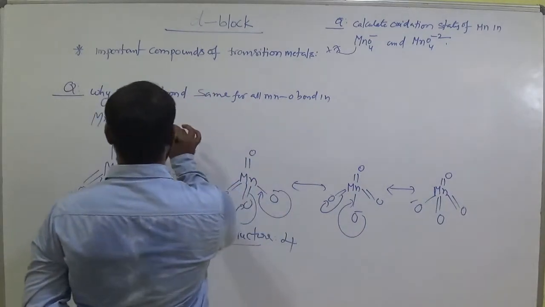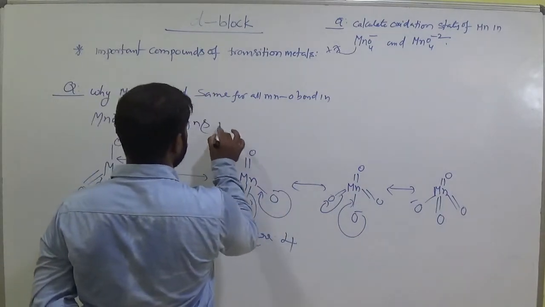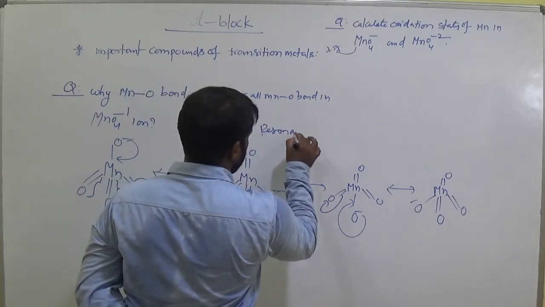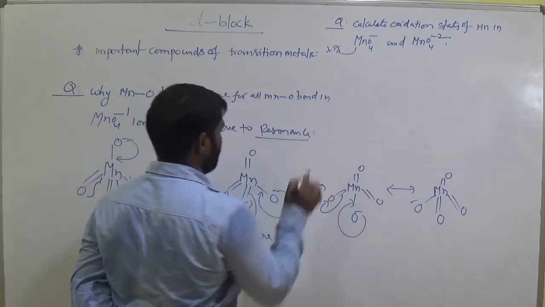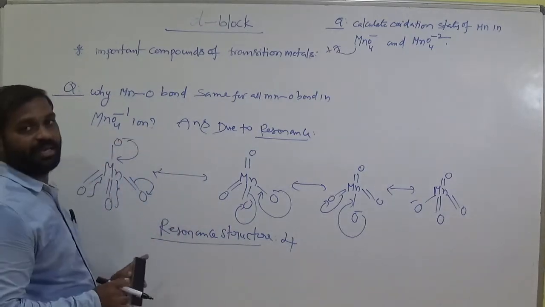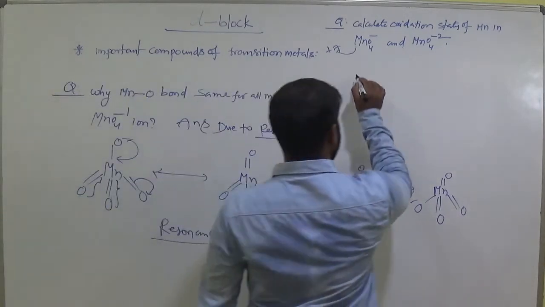So for this one the answer is due to resonance. That is the answer. Due to the resonance structures, it has the same Mn-O bond length. Okay, so now write one more question.